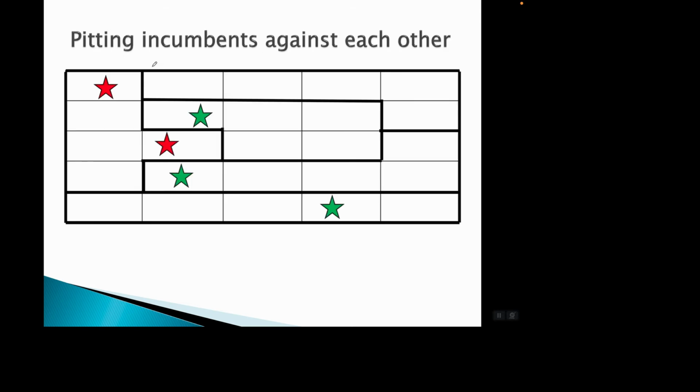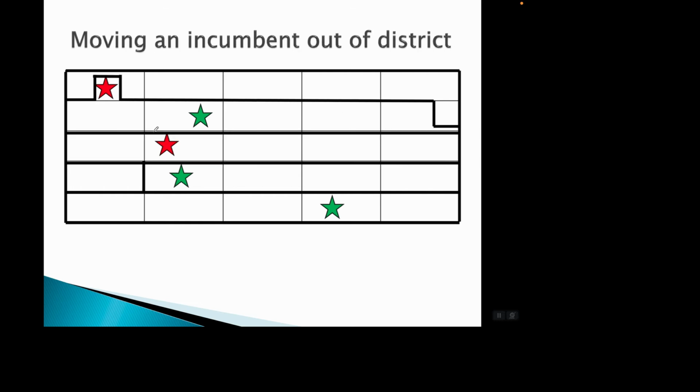Oh, what a coincidence! This map pits the 2 incumbents against each other, so that in the future, those 2 red party incumbents can't both be in the legislature. So one of them maybe will retire, one of them will seek another office, whatever the case. Maybe they'll duke it out in a primary. But regardless, you can't have both red party legislators in the legislature at the same time.